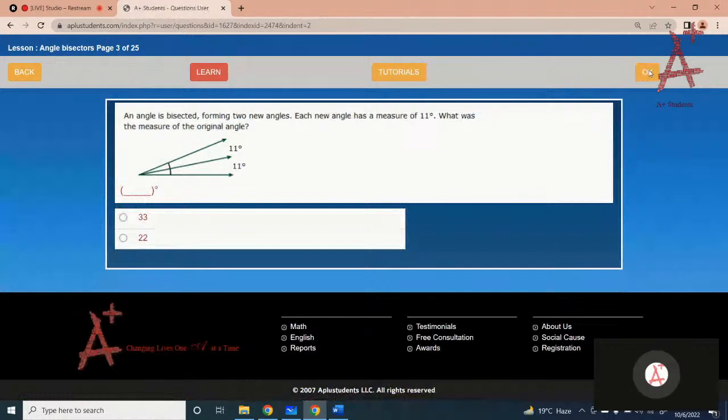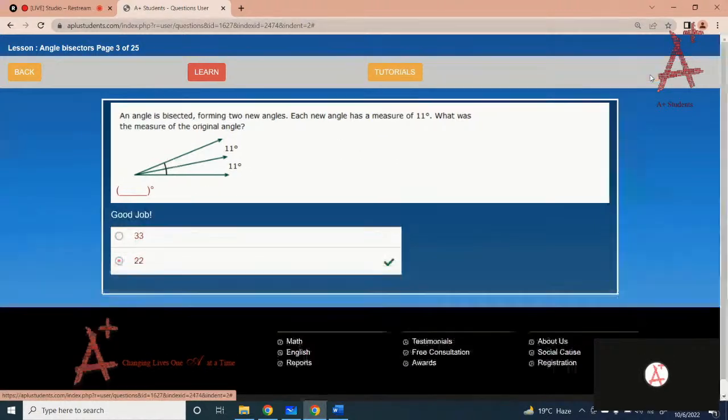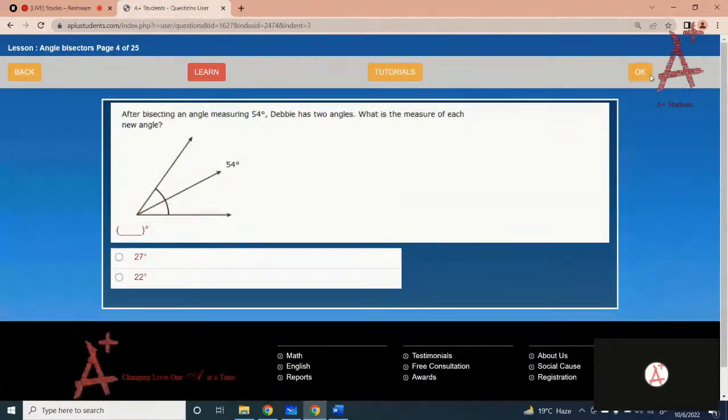Okay, an angle is bisected, forming two new angles. Each new angle has a measure of 11 degrees. What was the measure of the original angle? After bisection, the new angles have the measure 11 degrees. That means originally they are 11 times 2, which is 22. Got it? Very good, Ola. It is 22.